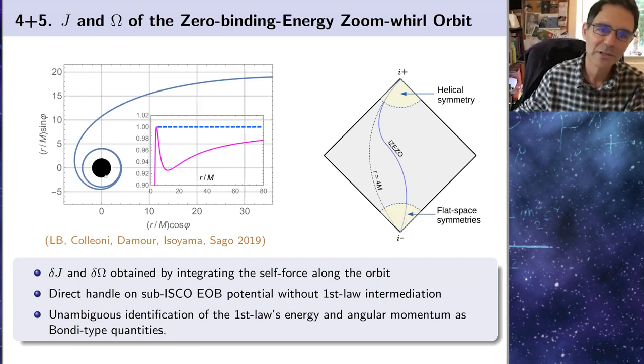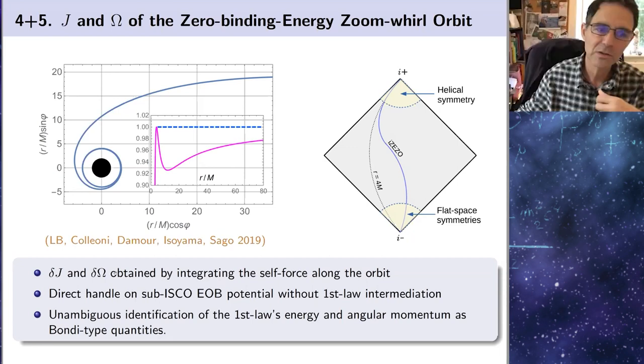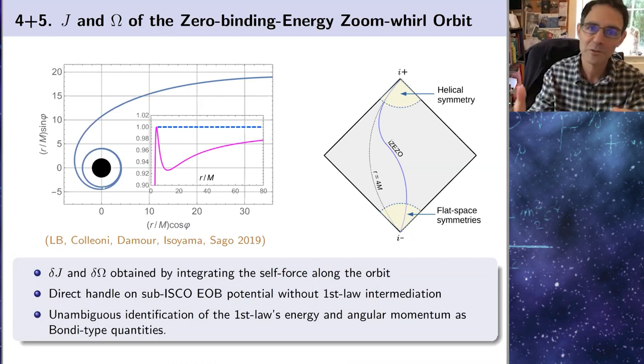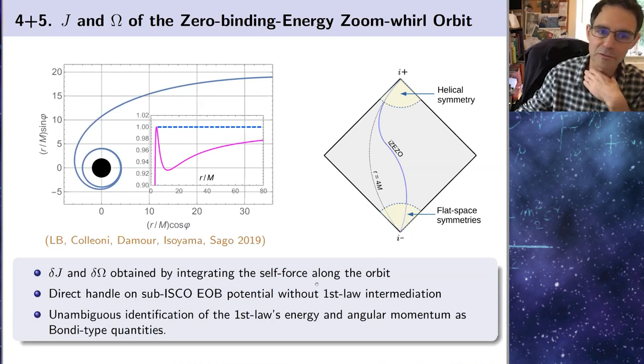And that's very useful because you can relate the notion of energy in helical symmetry to the usual Bondi notion of energy at infinity. And so given the self-force, we can calculate two things on it. We can calculate the shift in the critical value of the angular momentum and the shift in the asymptotic frequency. And that gives you a direct handle on the EOB potential. EOB is a Hamiltonian formulation. So if you know the energy, you immediately can translate it to information on the potentials without the intermediation of the first law. And it provides a check also on the first law formulation.